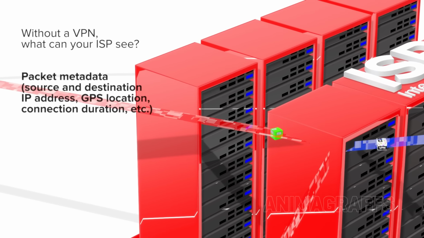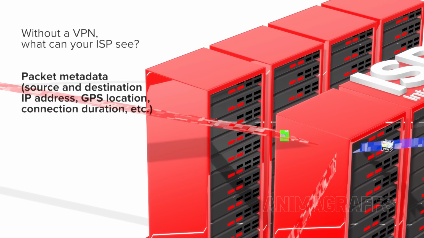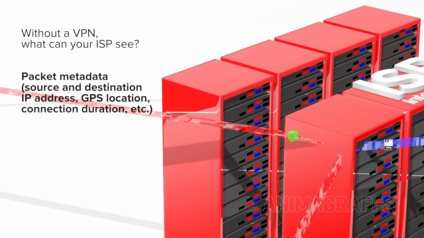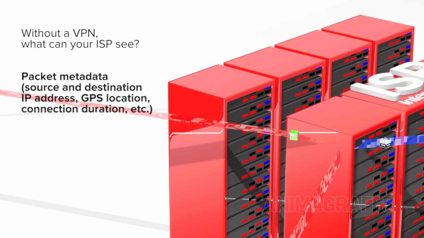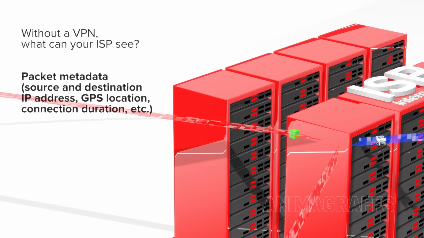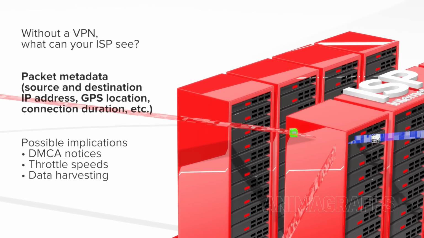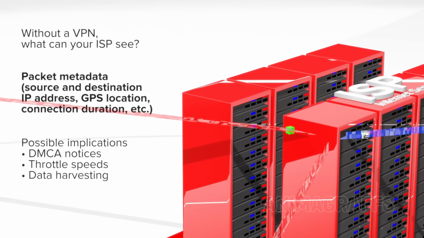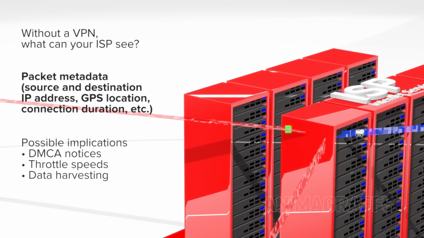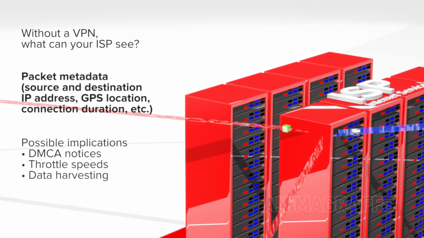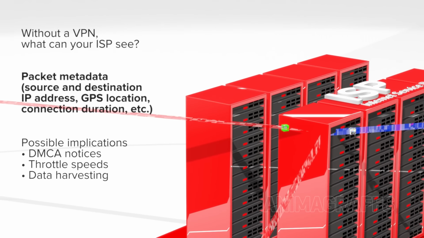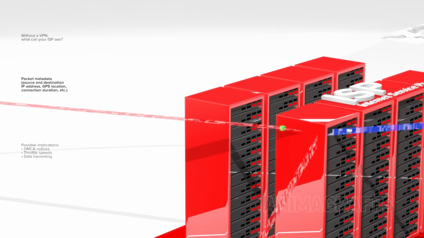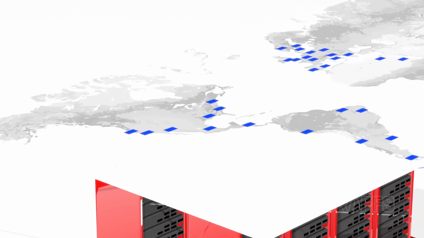ISPs have a terrible track record for privacy. Even with HTTPS connections, the general routing info on packets, called metadata, can be collected and used against you. For example, to send DMCA notices about transferring data from servers with suspected copyrighted content. ISPs have been known to throttle connection speeds based on your activity, or they may sell your metadata or any other data they can collect about you to marketers. A VPN can help prevent these unwanted intrusions.